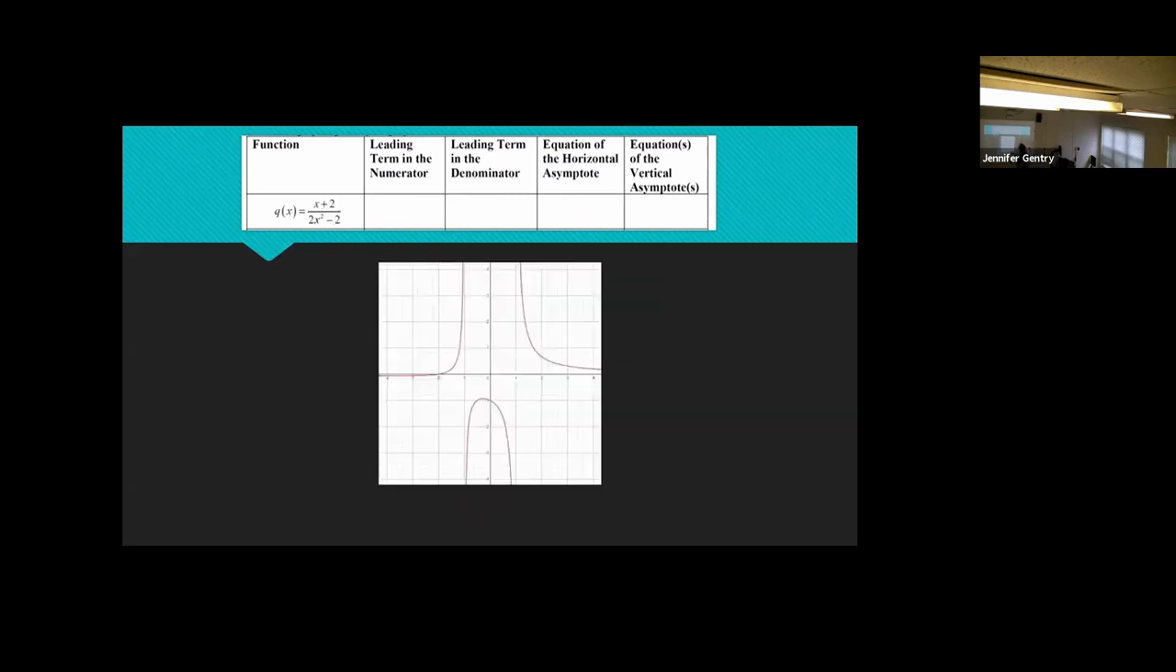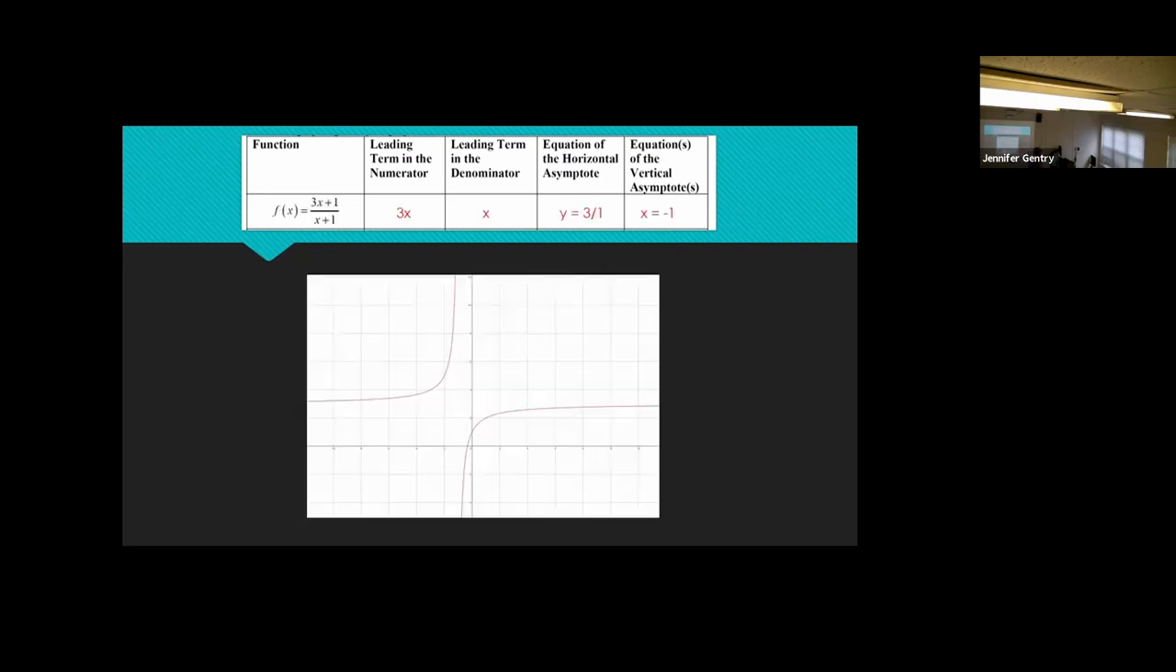Ooh, my graph came out a little bit better on this one. Okay, x plus 2 divided by 2x squared minus 2. What's my leading term for the numerator? X, right? 1x. What is my leading term for the denominator? Well, I got 2x squared. They're different this time. Right?